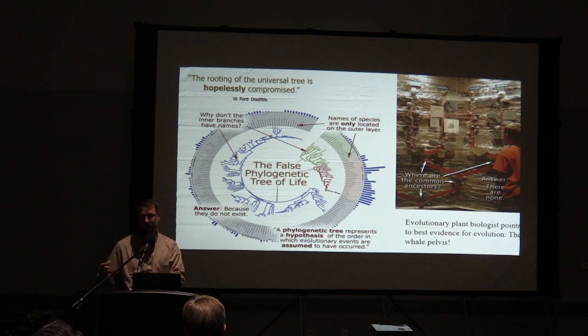You ask this department and say, well, I'll tell you the best evidence: this guy over here. And you go over there, well, that guy. So it's a shell game, to say the least. So no common ancestors. Okay? This scientist says the rooting of the universal tree is hopelessly compromised.